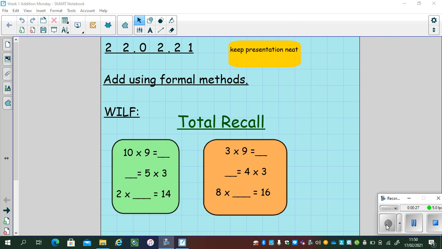So please pause the video here and copy out the date, the title, and the WILF in your blue maths books. Remember to keep it nice and neat and use a ruler to underline, and pause the video when you have finished that.